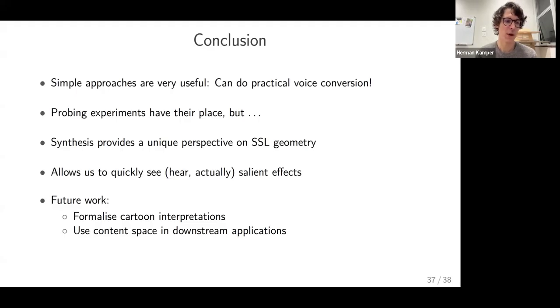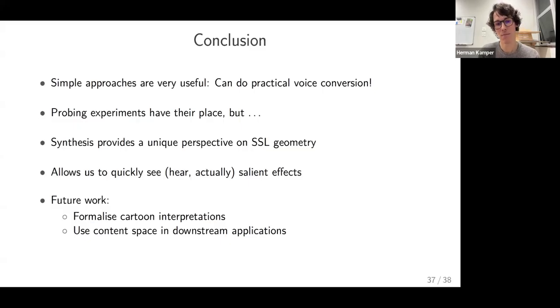I've not spoken about this in great detail, but probing experiments, where you train, for instance, linear classifiers on features to see what those features contain, are useful. They have their place. But at the same time, I think synthesis or voice conversion or voice manipulation experiments like these can provide a unique perspective on the SSL geometry. It allows us to have hypotheses and to manipulate the space and actually see if those hypotheses hold. Synthesis allows us to very quickly see, or actually hear, what the salient effects are by just manipulating the space.